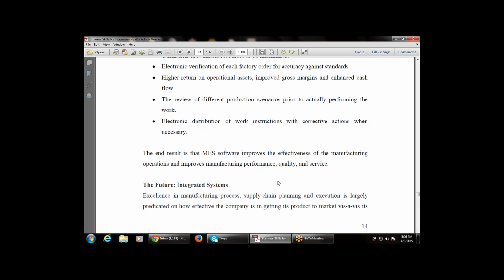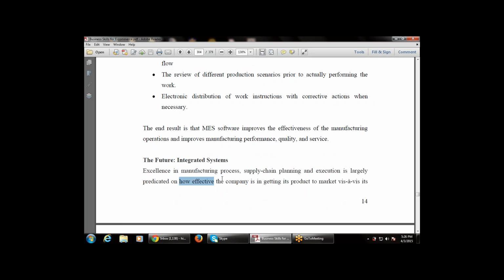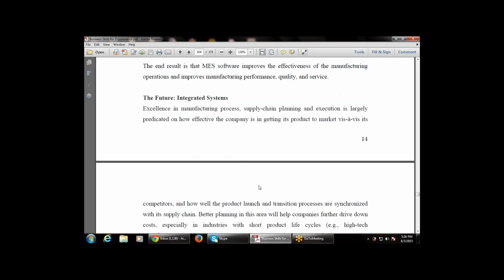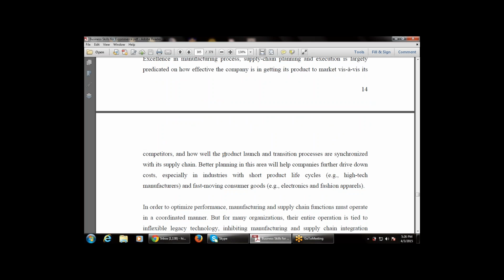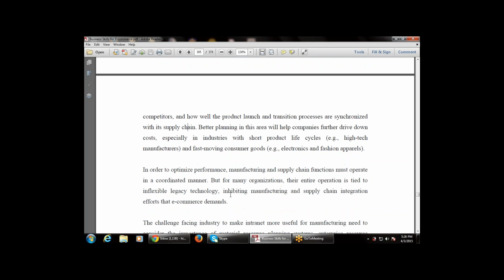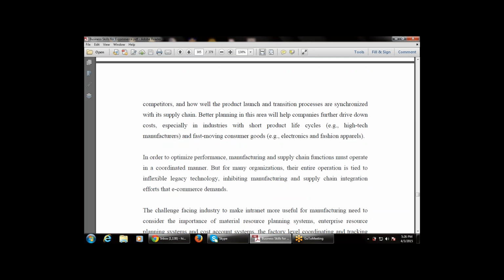Now, in the future, what will be the role? In the future there will be an integrated system, that is, a combined system. Excellence in manufacturing process, supply chain planning and execution is largely predicated on how effectively the company gets a product to market ahead of its competitors, and how well the product is launched. And the transition processes are synchronized with the supply chains. So there will be proper planning, proper management, and proper optimization techniques used to increase the efficiency of the manufacturing department.